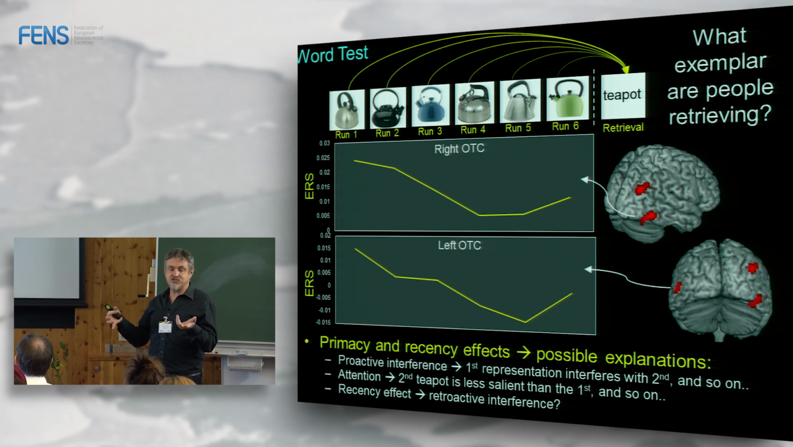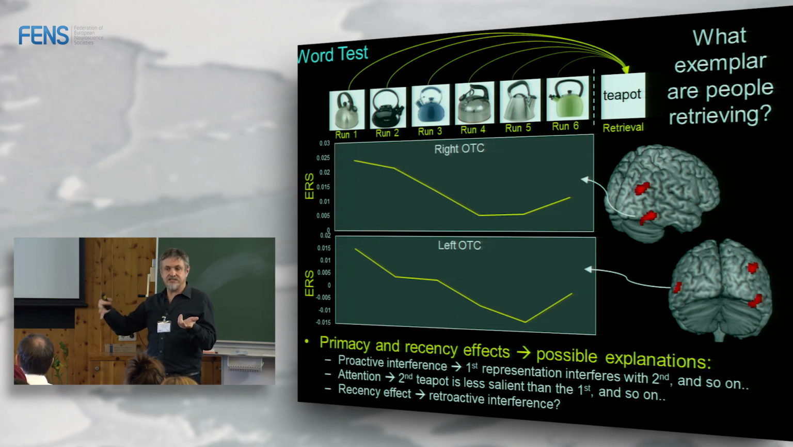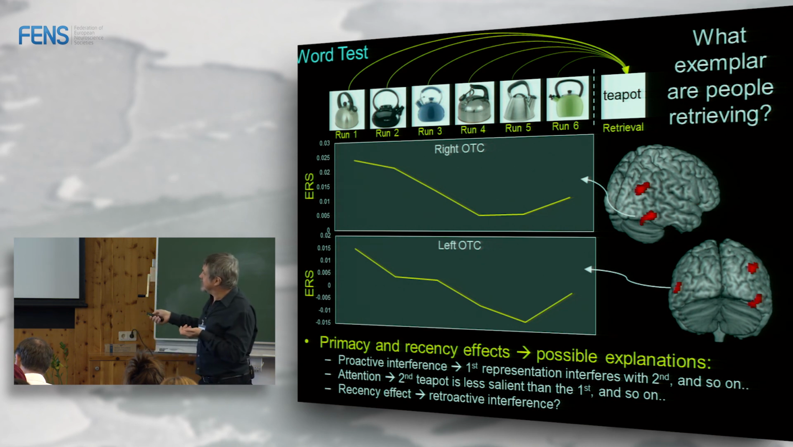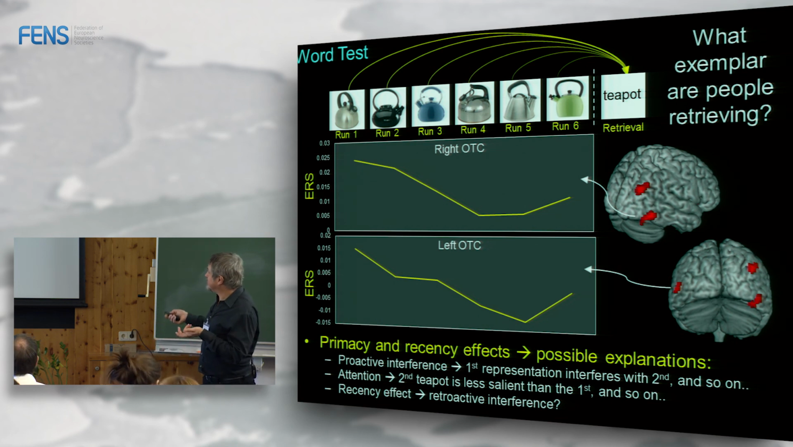It might reflect an attention effect, but also a proactive interference. The more that you see similar things, the less that they're stored. So these are different explanations for this effect. Either proactive interference, so the first representation interferes with the second one and so forth, or some attention effect. You see another T-pod and another T-pod, you start attending less and less, so the repeated representations are encoded more poorly, so they are not retrieved later.